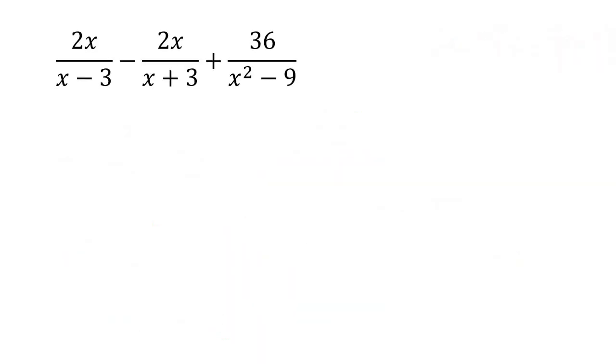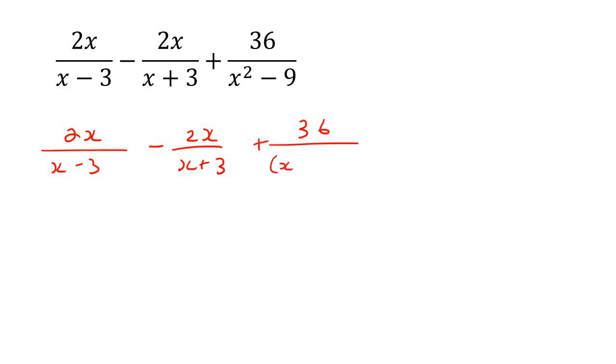Here's our last example. So always make sure that you factorize the bottoms as much as possible. So this one can factorize into x take away 3 and then x add 3. So if you look at your lowest common denominator, it would literally just be x take away 3 and x add 3.